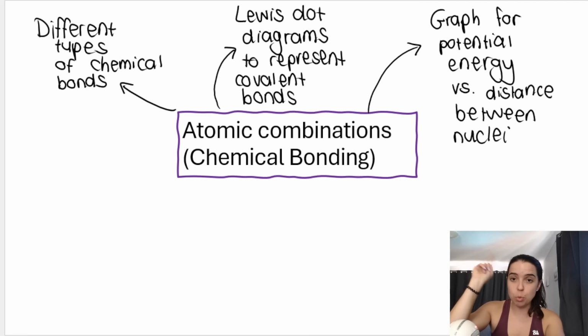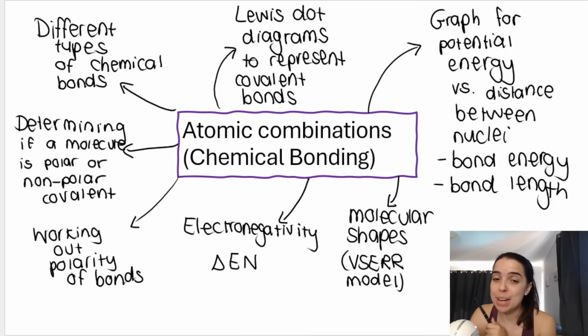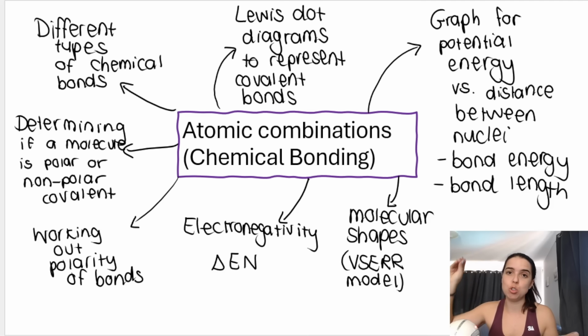And related to this will then be bond energy and bond length, and how these two things vary with different sizes of atoms and things like that. Then we'll be looking at molecular shapes using this model, electronegativity and change in electronegativity, and flowing from that, based on that, we work out the polarity of bonds using the difference in electronegativity. And from that, we use that information to help us determine if a molecule is polar covalent or non-polar covalent. All of these things fit together. So all of these topics flow from one to each other.